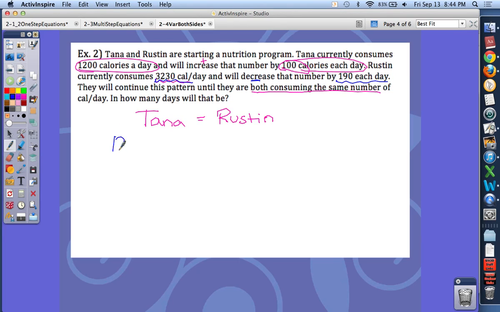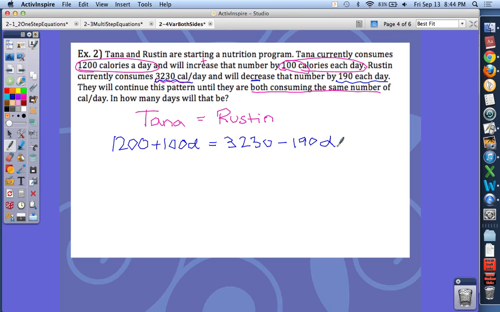So your equation should have Tana having 1,200 and adding to it 100 per day, while Rustin's going to have 3,230, and he's going to take away 190. Again, per day, so we need that d. When will they both consume the same?